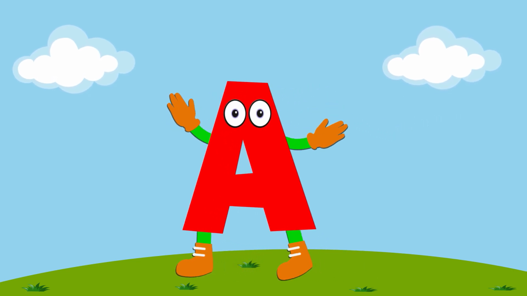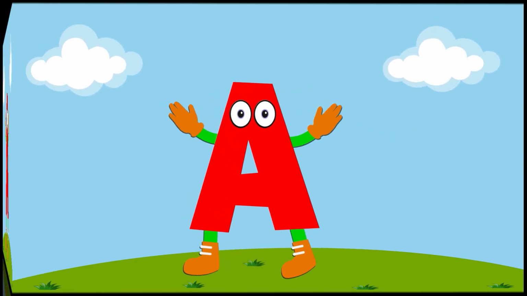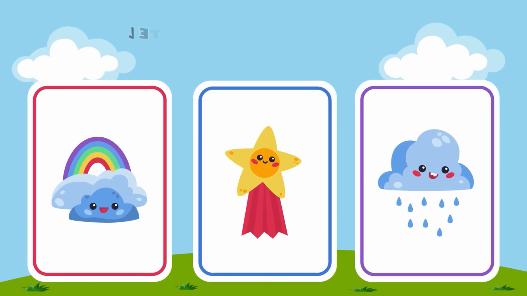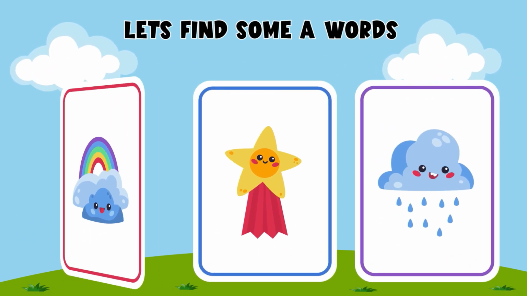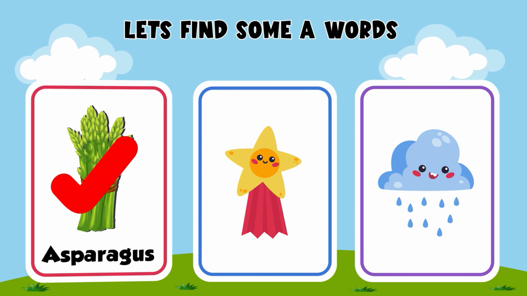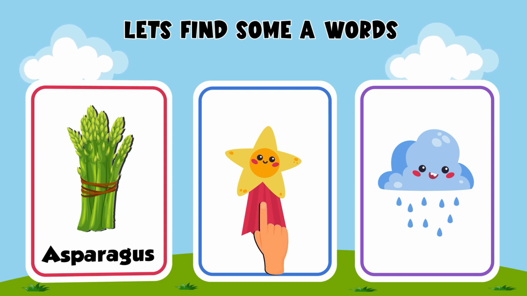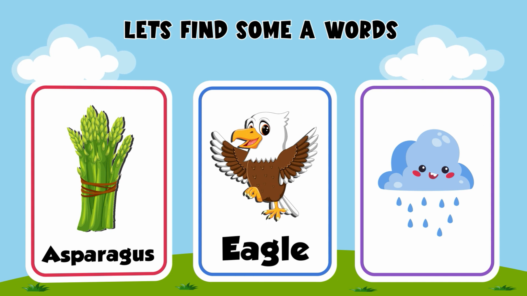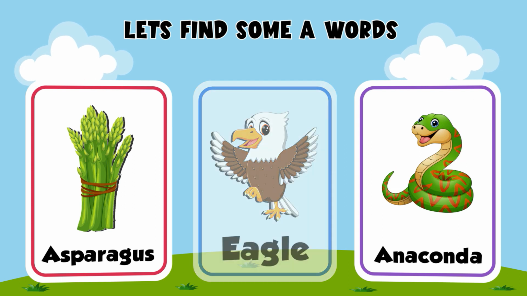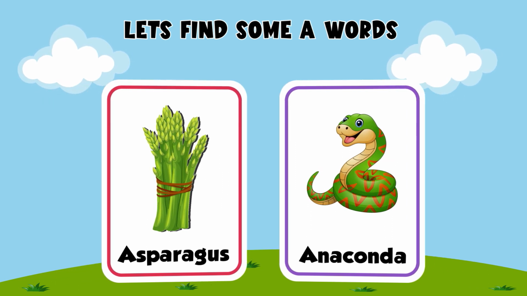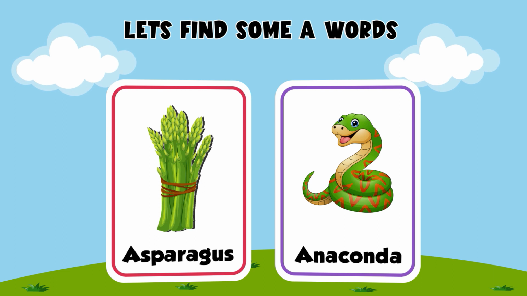This is alphabet A. Let's find some A words. Asparagus. Eagle. Anaconda. A, asparagus. A, anaconda.